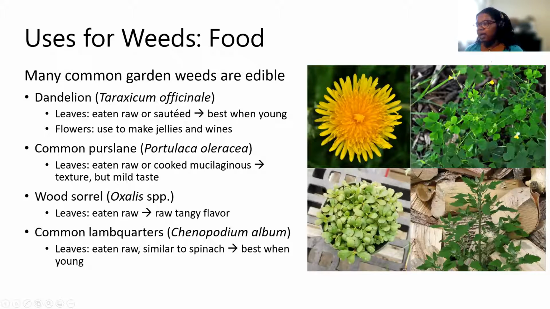Common purslane, that is down on the bottom left corner. The leaves are what's eaten, and they can be eaten raw or cooked, and they have a little bit of a mucilaginous texture, but also a mild taste. Wood sorrel, that is on the top right, that's oxalis. The leaves are typically eaten raw. You can put them in salads as accents, and they have a tangy flavor.